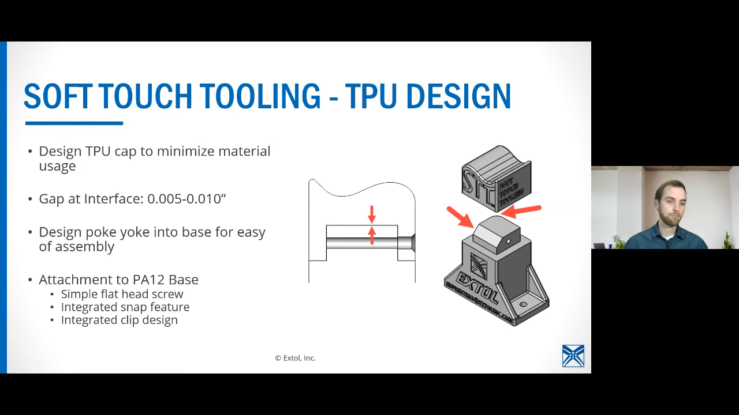Being able to design a poke yoke into the printed PA12 base for ease of assembly is something to take into consideration so that the cap can only be installed one way. And then when it comes to attachment to the PA12 base, you could use a simple flat head screw like is shown in this example, and we're continuing to look at integrated snap features or clip designs moving forward.